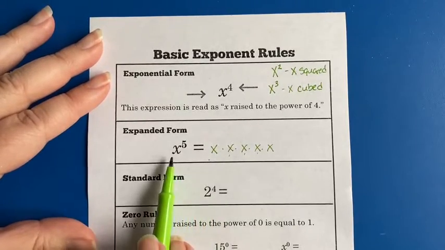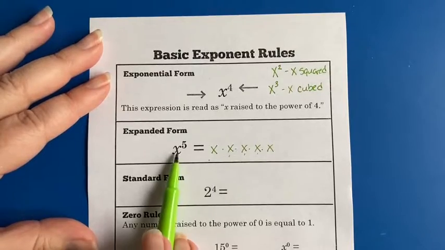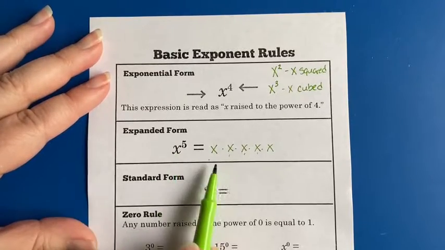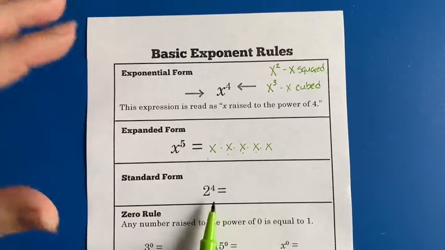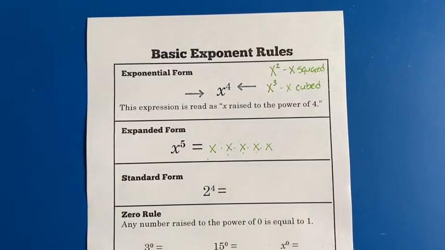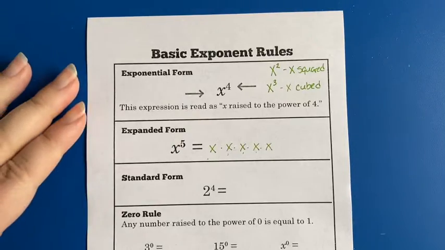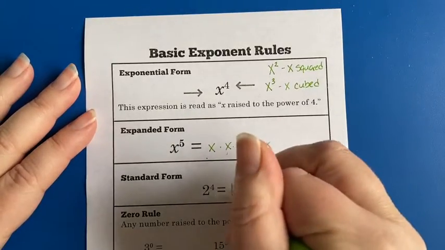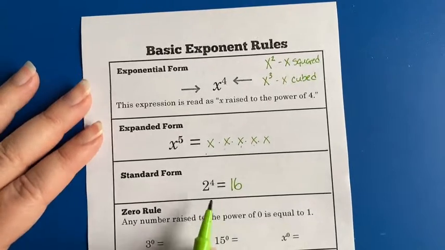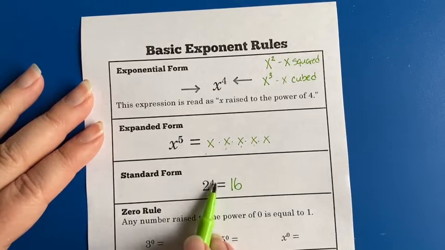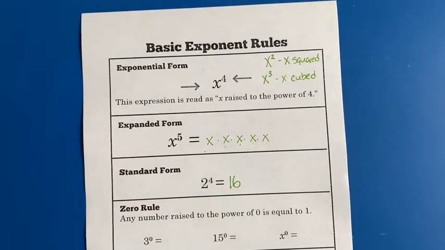Okay, so I couldn't take x to the fifth and put it in standard form because I don't know what x is. I don't know what to multiply by itself 5 times. But here I do know that I'm looking at 2 to the fourth. So this is 2 times 2 times 2 times 2. That is just the number 16. Okay, so standard form would be actually taking it, and if you can simplify it because you know the base, giving me the simple version, 16.